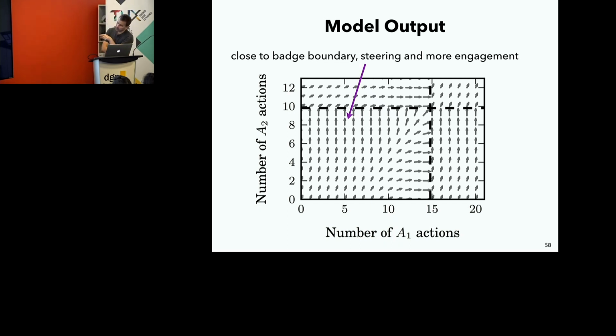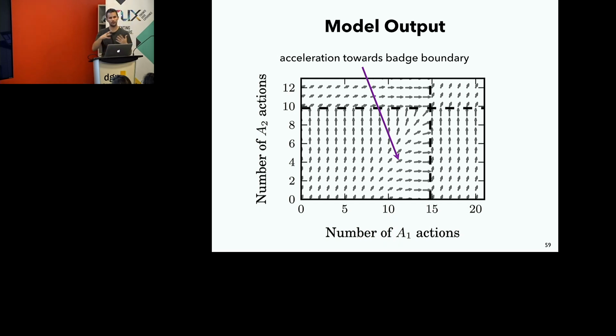So you can see early on, in like near the origin, for example, the arrows are quite short. That's because there's a lot of load on the off-site action. But when you get close to the badge boundary, the arrows get longer, which means there's less load on the off-site action. So people actually spend more time on-site, is what this model says, as you get close to the badge boundary. There's also this very natural acceleration towards the badge boundary, which we didn't build into our model at all, right? So you say, as you get closer and closer to the badge, you get more and more turned towards this badge boundary.